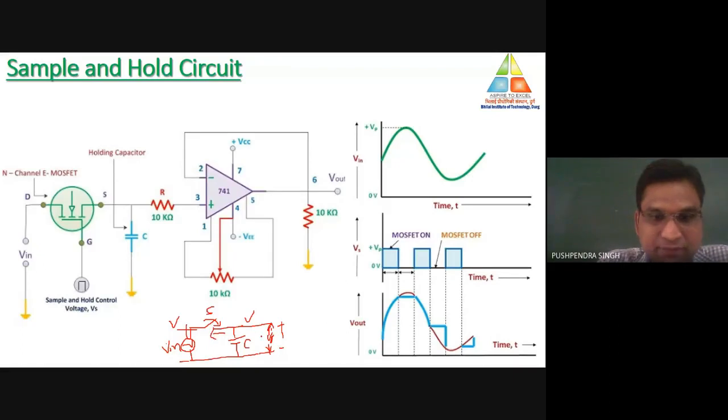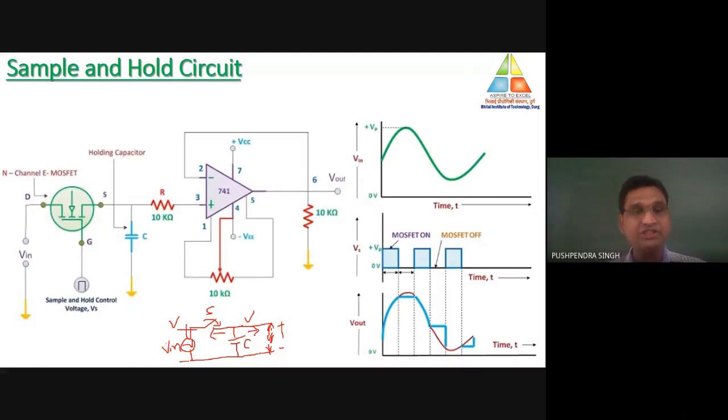But this path is open. This path is also open. That means the capacitor does not have any path for discharging. So the capacitor will hold the charge. When the switch is in closed condition, the capacitor will charge, that means the capacitor will sample the data.